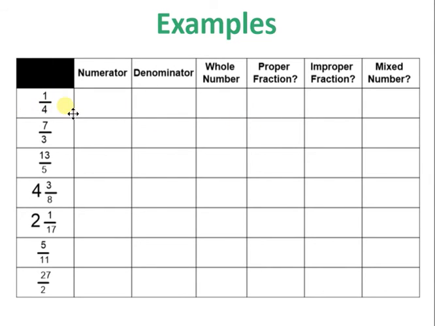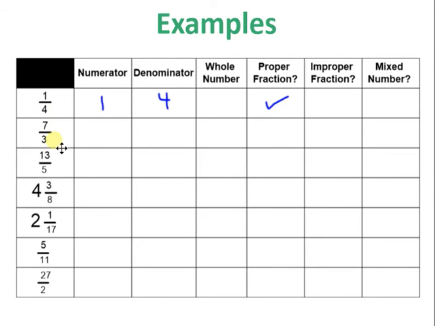So here, what we're going to do is sort of classify these. So I have 1 over 4. So what is the numerator? It's 1 because the numerator is the top. What is the denominator? 4. Is there a whole number? Nope. Is it a proper fraction, improper, or a mixed number? It is a proper fraction. It is less than 1.